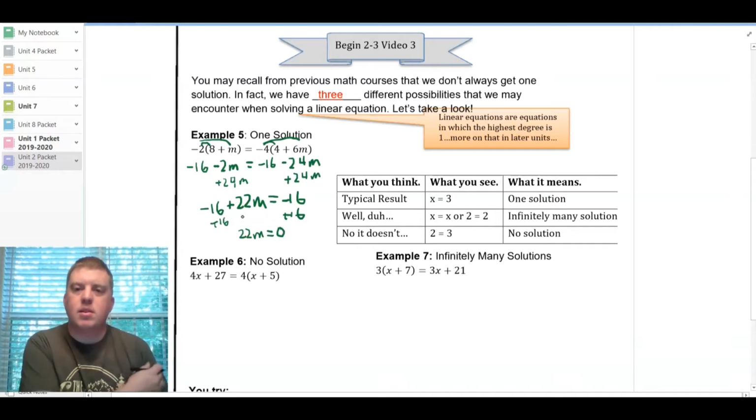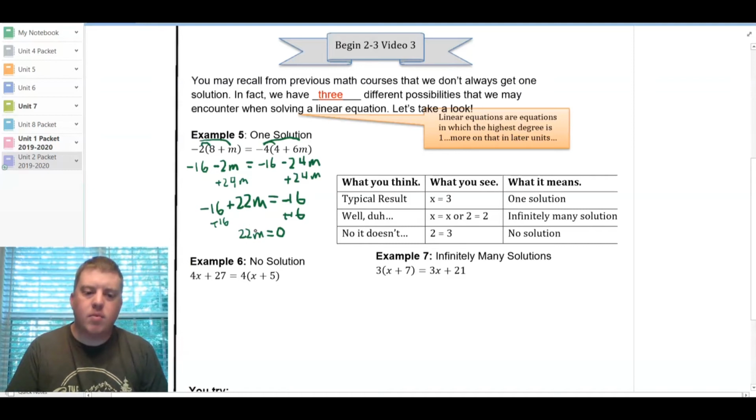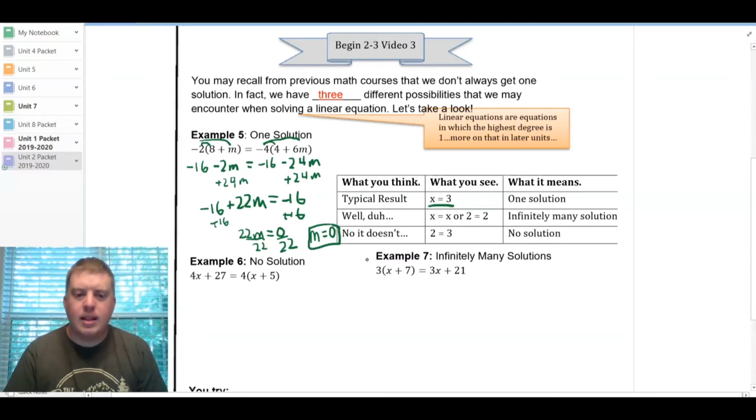Now notice that we still do have a variable, so we need to go ahead and get rid of whatever's in front of that variable. In this case, it was being multiplied by 22, so we're going to divide by 22. So we end up with m equals 0. So whenever you have one solution, you'll end up with the variable equals some number. And that means you're going to have one solution. It might be 0, it might be 5, it might be 1,000. But as long as you get the variable equal to a number, you're going to have the one solution.